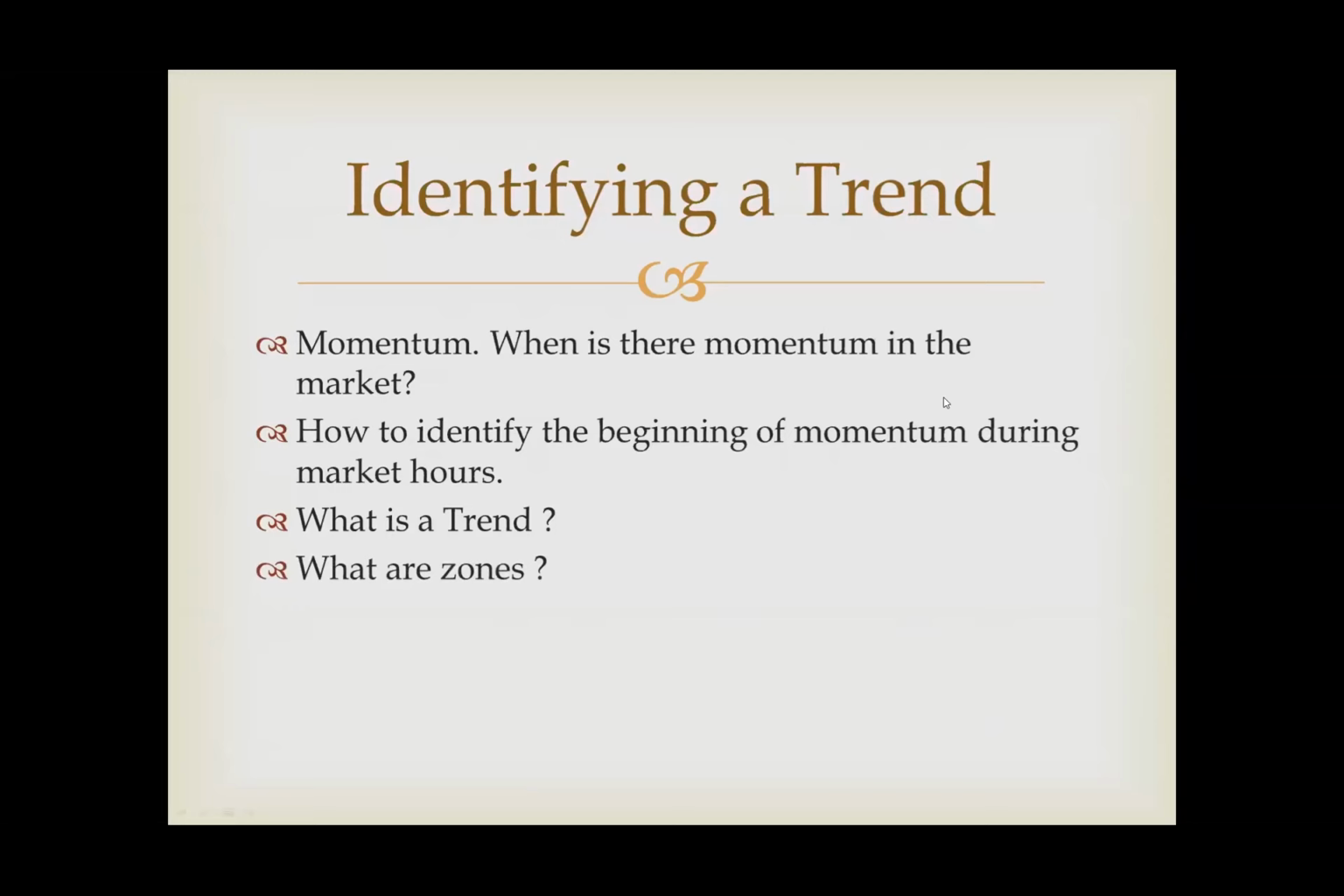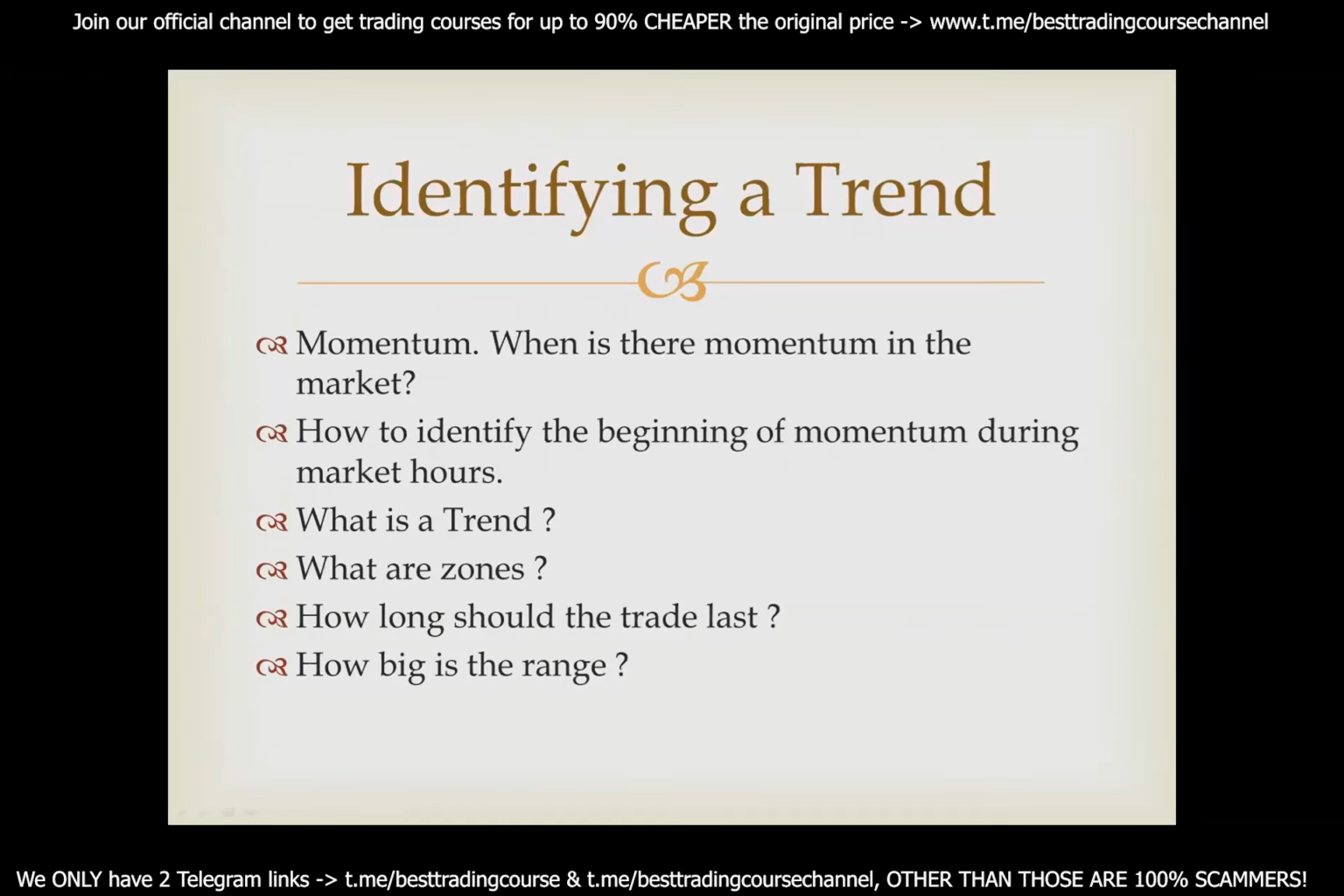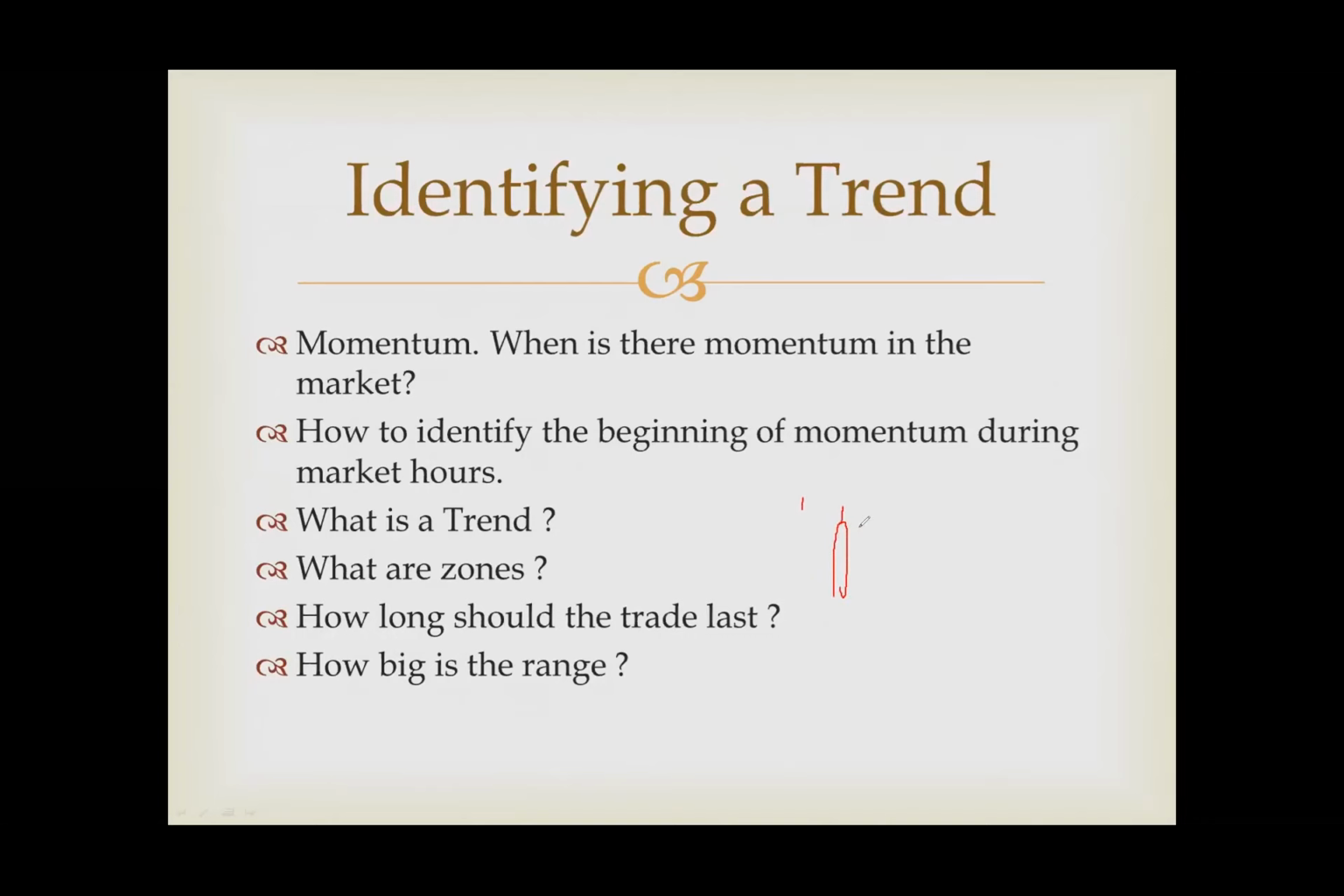So what are zones? I'm going to cover all this in one long stretch here. What are zones? How long should the trade last? How big is the range, right? How I see zones is where there are wicks, right? If you have a higher time frame and you have price wicking in the higher time frame, just imagine these are candles. They're very raw drawings of candles. Price is moving down, and then it's leaving the wicks at the bottom as well.